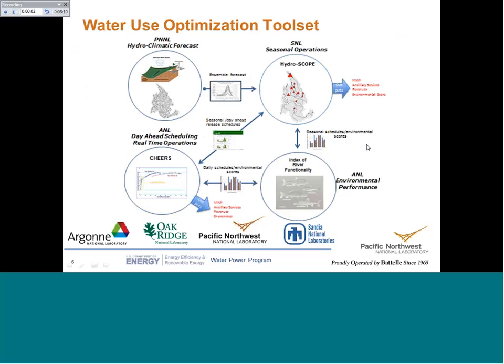The way it works in different pictures is, PNNL is the lead for the hydroclimatic forecast, providing the forecast to Sandia National Lab, which is leading the development of the seasonal reservoir operations. And this is not only releases, but there is also a water quality component. And they work with GEARS, which is the day-ahead scheduling and real-time operations. So they are being provided a range of volumes that they can play with for sub-daily releases for hydropower. And they all work with the index of river functionality, which is being developed by Argonne and Oak Ridge, so that there are metrics that need to be maximized. So that's how we then can make decisions to release water for hydropower.